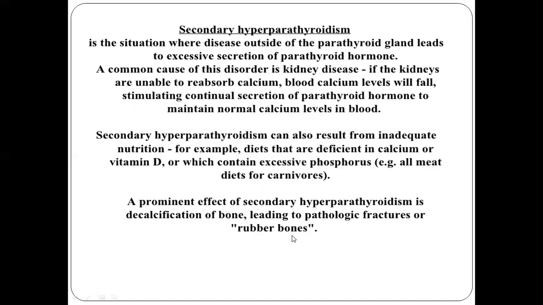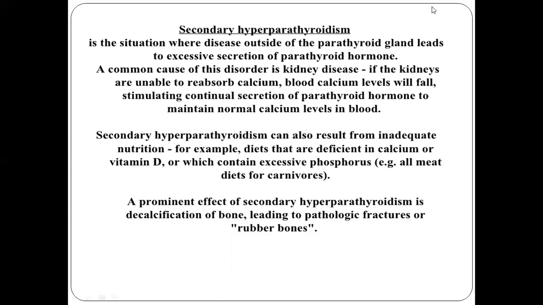So, secondary parathyroidism. What is secondary parathyroidism? It is the situation where the disease is outside the parathyroid gland. The parathyroid hormone is released by the parathyroid gland, but the parathyroid glands themselves are not affected. Secondary parathyroidism leads to excessive secretion of parathyroid hormone. A common cause of this disorder is kidney disease. If the kidneys are unable to resorb calcium, blood calcium levels will fall, and then due to the fall of blood calcium levels, PTH will release.